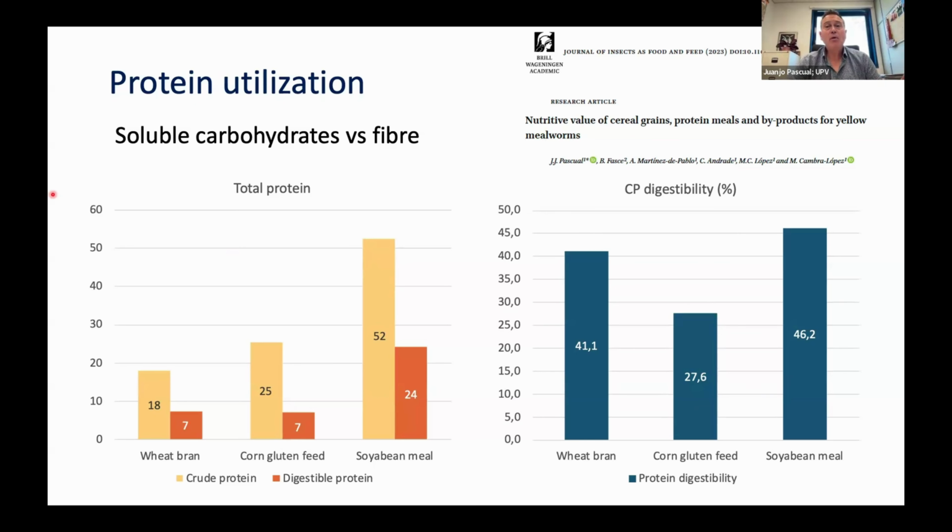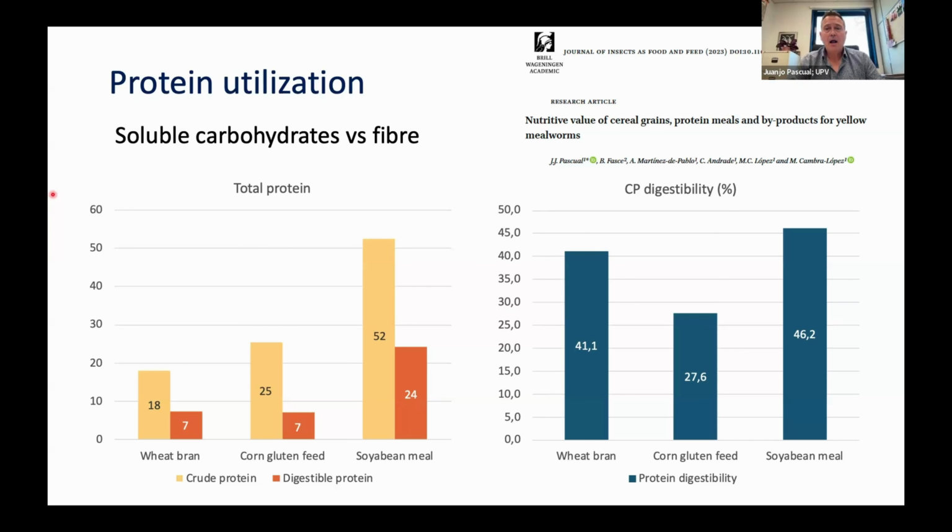This is evident, for example, in the case of the soybean meal, which has a high crude protein content, 52% in dry matter basis, and a correspondingly high digestible protein content, 24% in dry matter basis. However, it also depends on the digestibility.